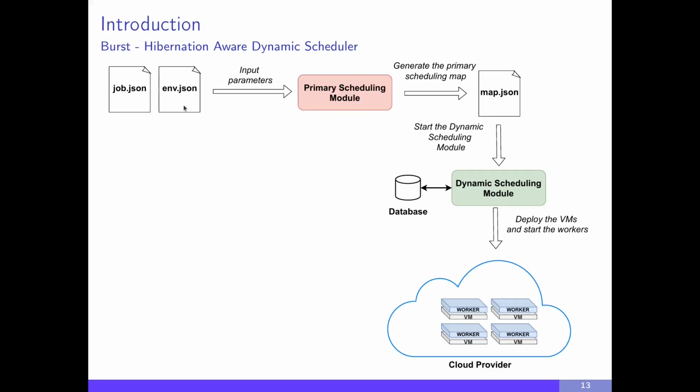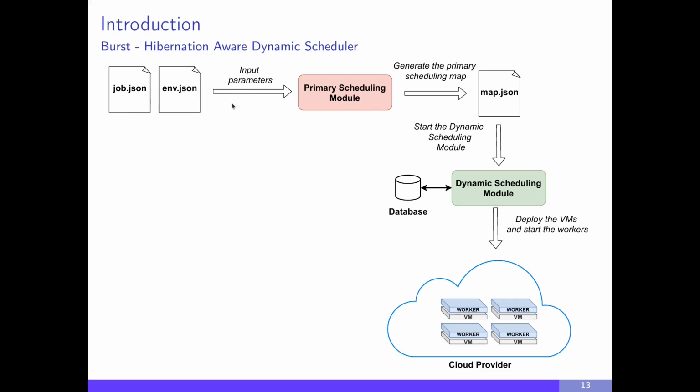Here we see the execution steps of BurstHead. Basically, the primary scheduling module receives as input the BoT application, this file here, the set of VMs that can be used, the description of the VMs that can be used to execute the application, and also some input parameters, as for example the deadline of the execution.